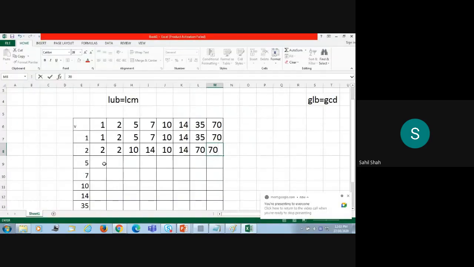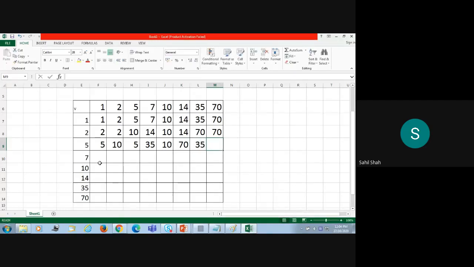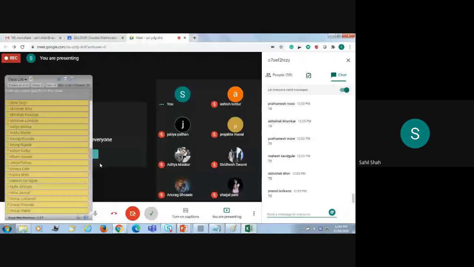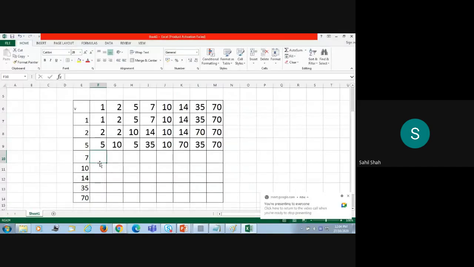So let us quickly fill out this table. 5. Okay, for 5, I am going to have 5. Then here 10. 5, then for 5, 7, what will be the result? I think 35. 5, 10, 10 itself. 5, 14, directly 70. Yes. 5, 35, 35. 5, 70, 70. Any corrections in the row number 3? I think no corrections are required.